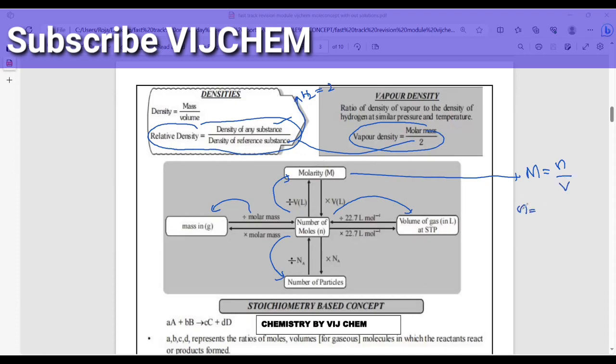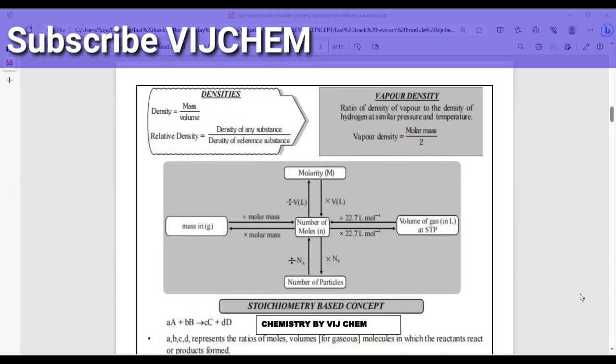So we can say that the number of moles is equal to molarity into volume. When you divide the moles by volume, you will get the molarity. When you multiply the molarity with volume, you will get the moles. So this is about the conversion of the moles into different forms.